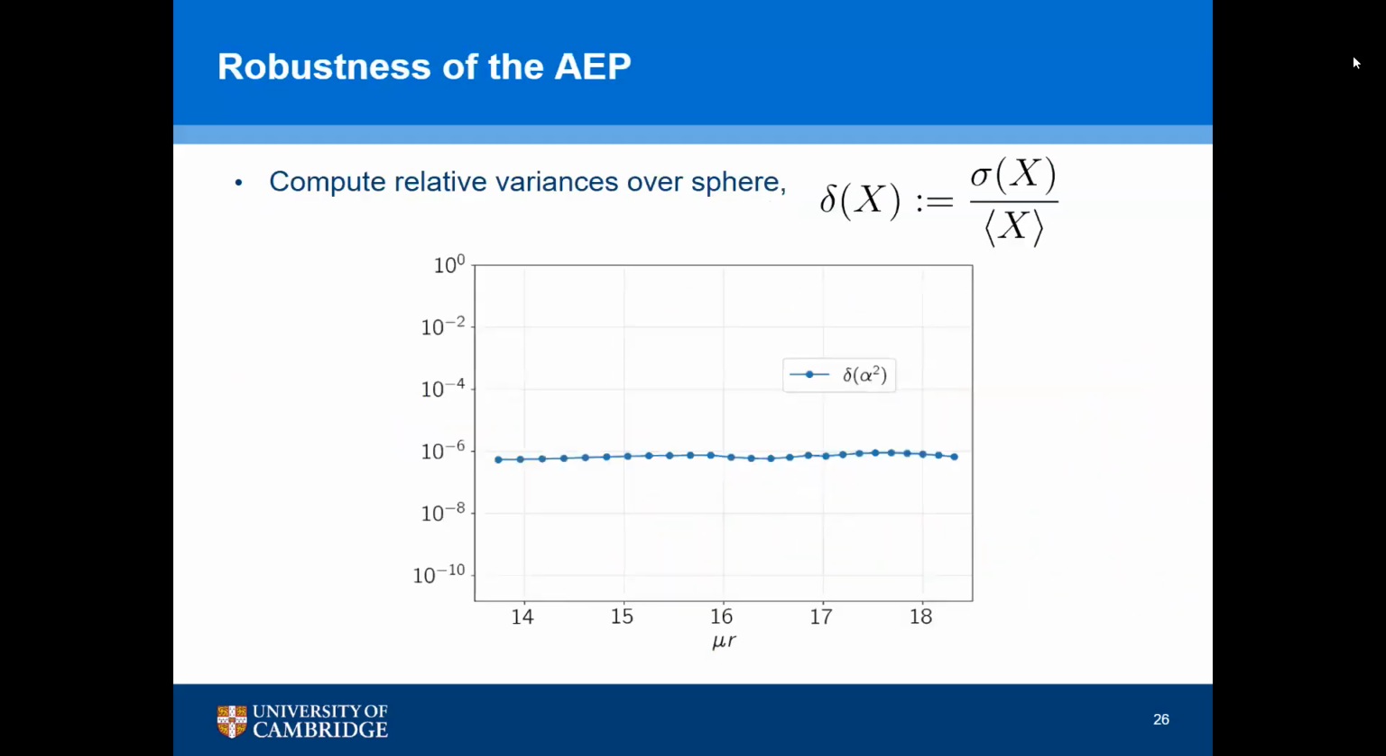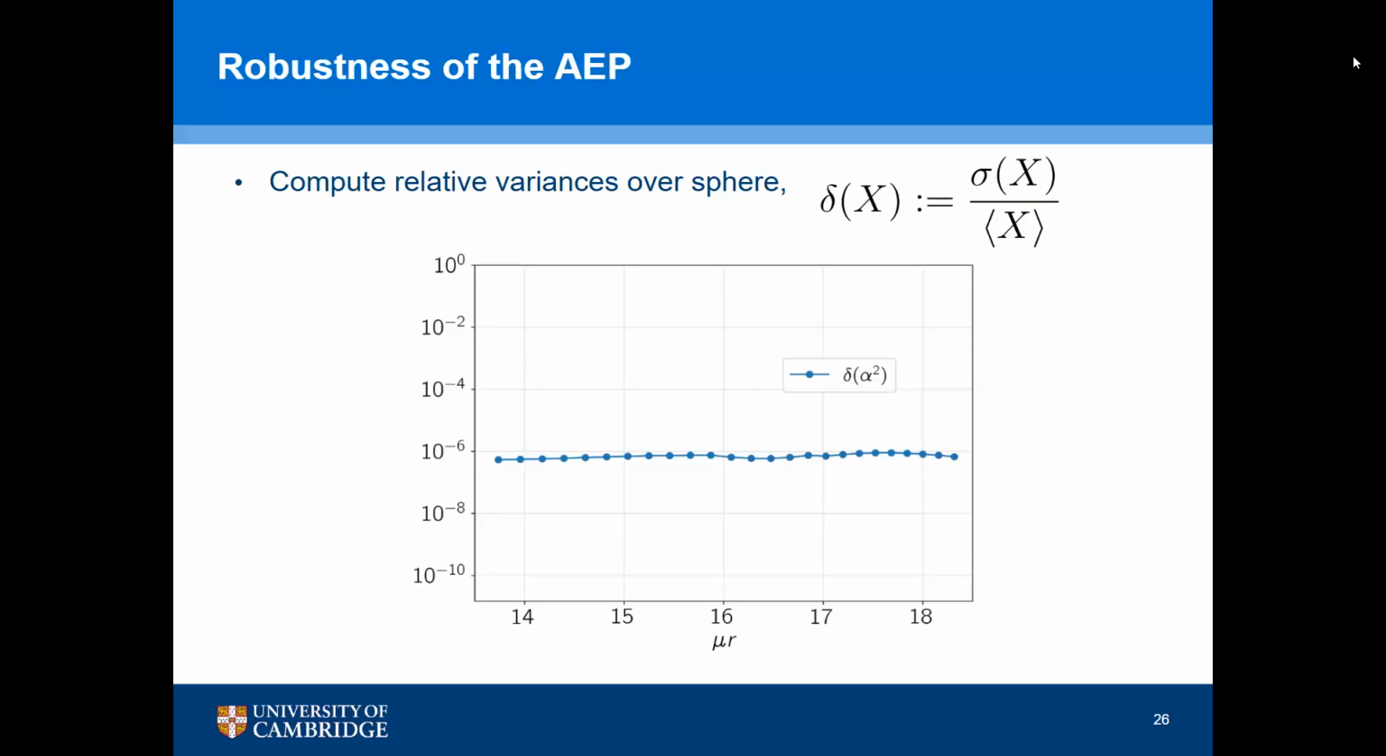Now, of course, you can also ask questions about the robustness. In order to do that, we compute these relative variances over the sphere at late times. We take the standard deviation and divide it by the mean value over the sphere. Essentially, if this is small, it's saying that you're roughly still spherically symmetric, and if it's large, then you may have reason to be concerned because you're getting away from the domain in which the AEP approximation can really be expected to be valid.